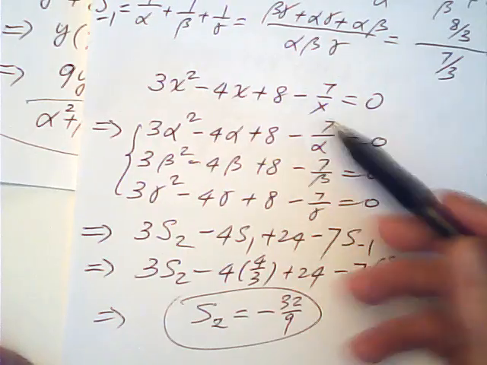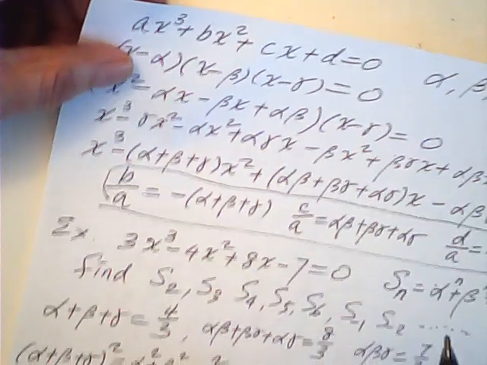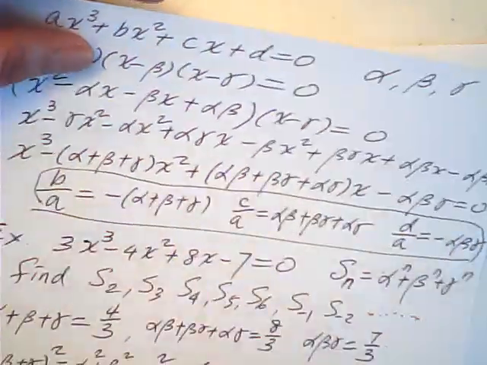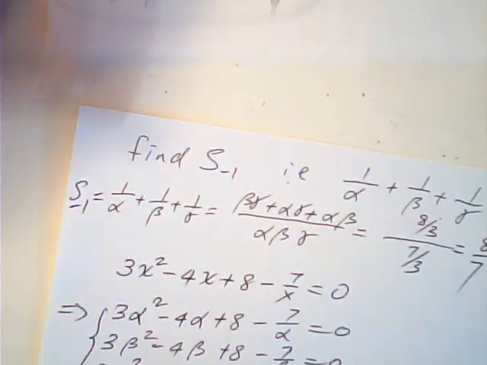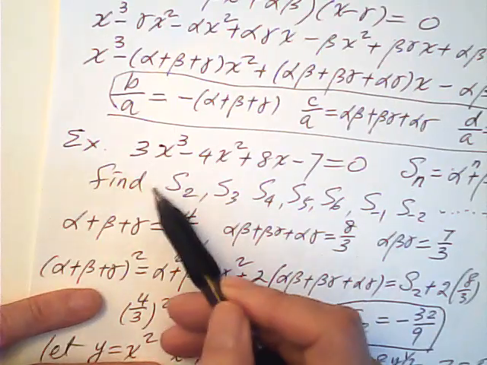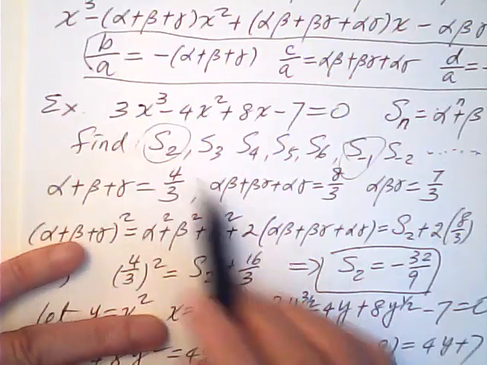Well, we have 3 methods now to find S2. It's very interesting that with this basic relation, we can find whatever we want, you know. We find this one, we find this one. Now, how do we find S3?